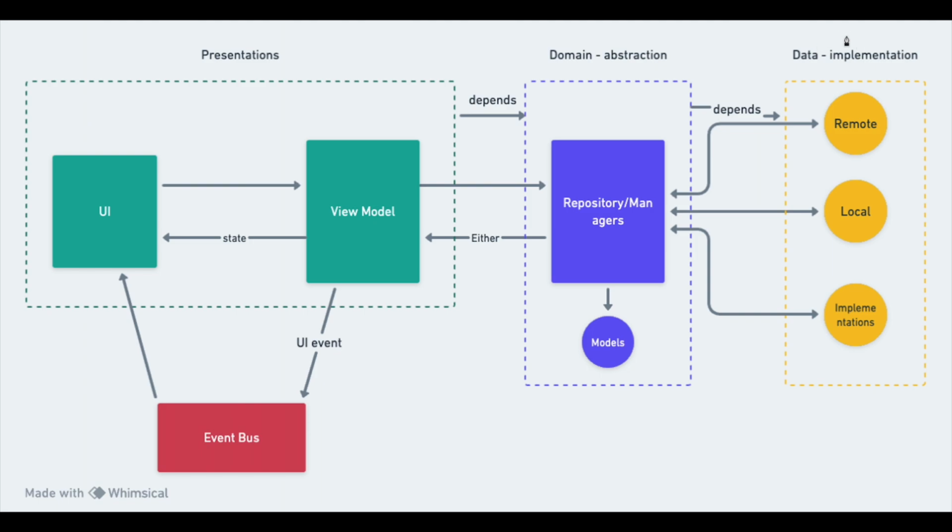So the last layer we have is the data layer. In the data layer, as it says, it deals with the data. It fetches data from a remote API, or it fetches data from a local database, or it just implements the repositories and managers that we have in the domain layer. So the data layer is all about implementation, the domain layer is all about abstraction, and the presentation layer is just to show visible information to the user.